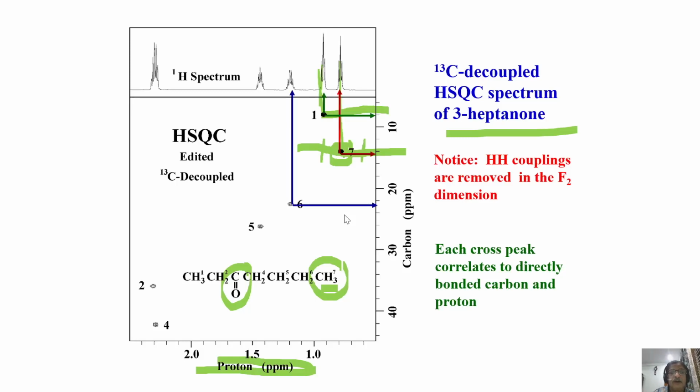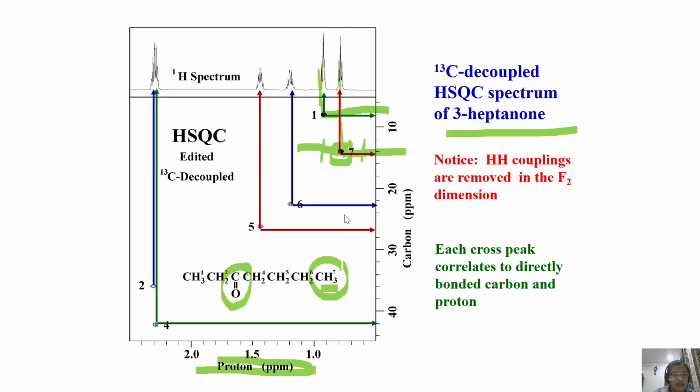So between coupled HSQC and decoupled HSQC, the only difference is that multiplicity is reduced, and in the decoupled HSQC you only get the correlation of chemical shifts of directly coupled heteronuclear pairs, carbon-proton or carbon-nitrogen. Such information only you can get, nothing else. As I said, HH couplings are removed, and this is how you get the correlation.